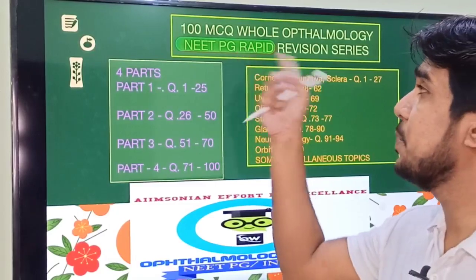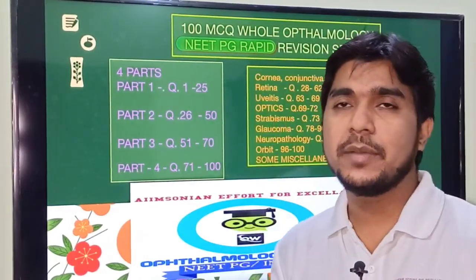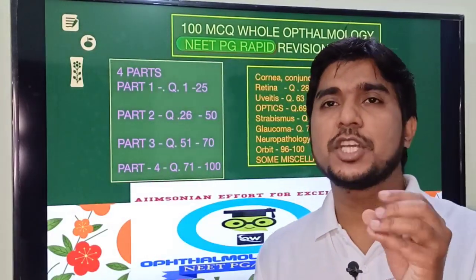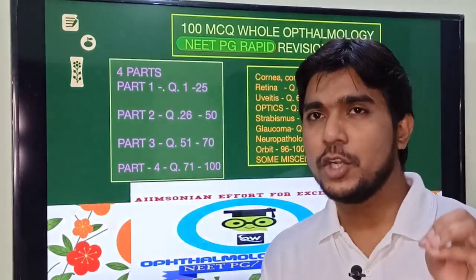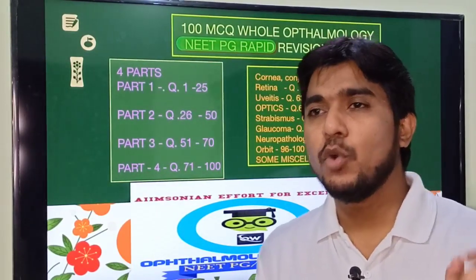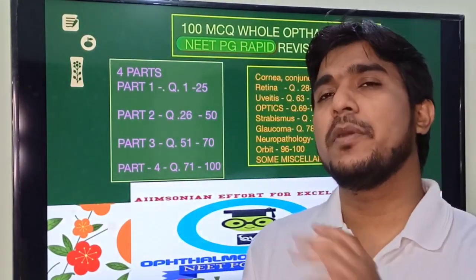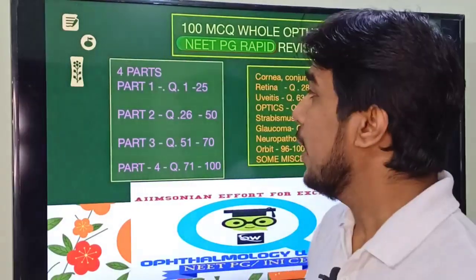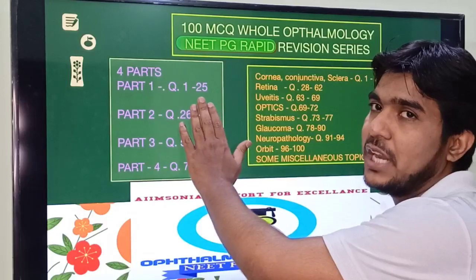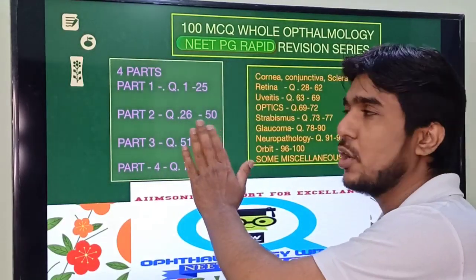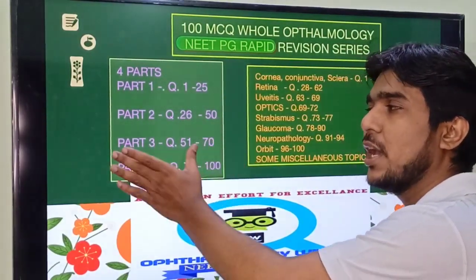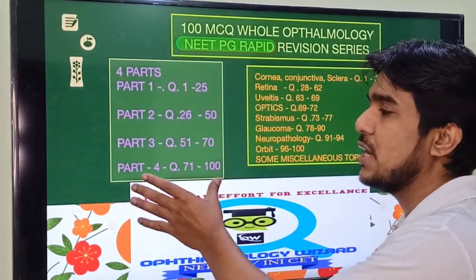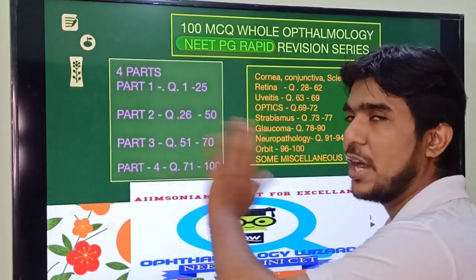I have come with this part 3 of the Rapid Revision NEET PG series, where I am discussing the 100 MCQs in 4 parts and covering the whole of ophthalmology, important MCQs, important questions, important topics. And I believe that more than 70 to 80% of the questions will be from these topics which I am discussing. In part 1, the first 25 questions were discussed. In part 2, questions 26 to 50 were discussed. In part 3, I am discussing questions 51 to 70, only 20 MCQs, and the rest will be discussed in part 4.